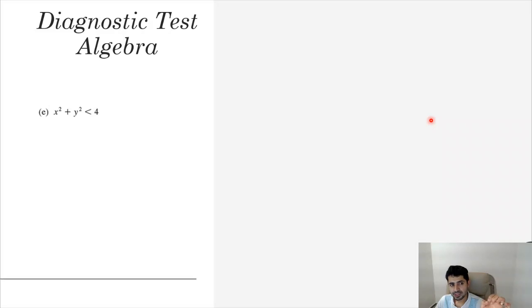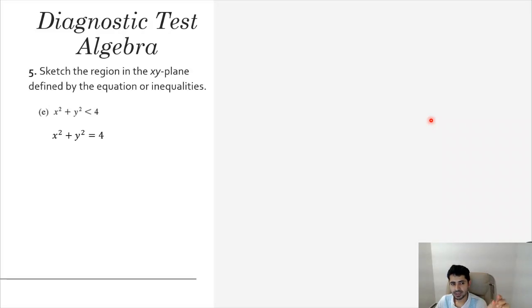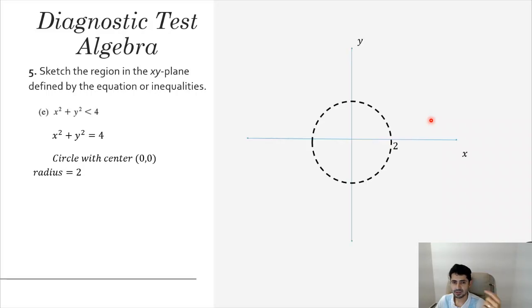Next, we have this part, which we can say is an equality again, and this is the form of a circle with the center at the point (0, 0). So the radius is the square root of 4, which is 2. It should be something like this, with 2 as the radius. So 2, minus 2. I put it as a dotted line because this is not included.